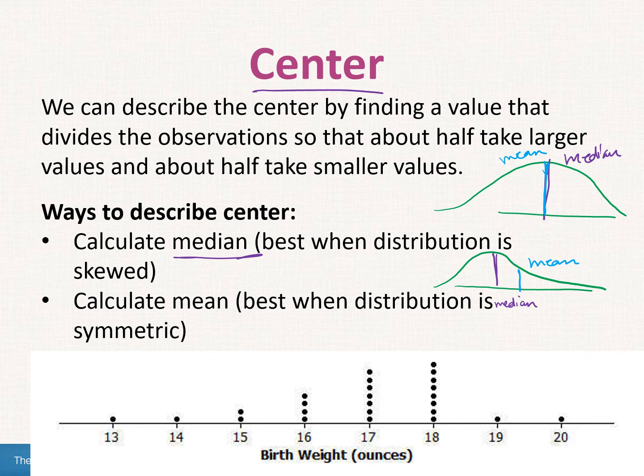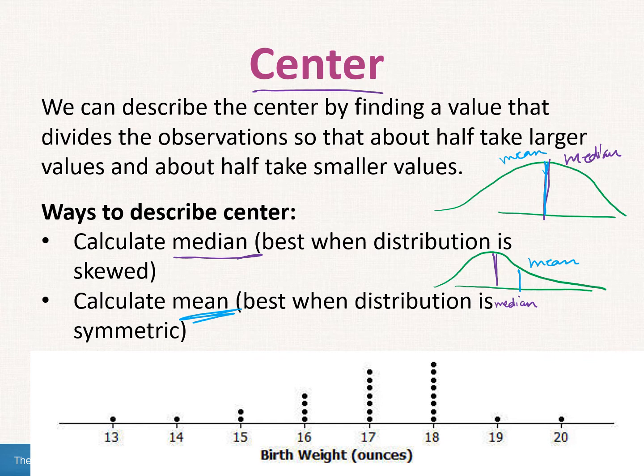A dramatic example of this, think of your tests. You know, say you're averaging 85, 90, 85, 90, and then all of a sudden you get a 0. That 0 tanks your test average because the mean is very easily influenced by outliers.